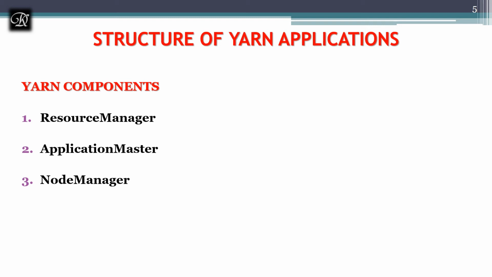Now, how to run a YARN application? We have seen the components: the resource manager, application master, and node manager. The resource manager has two things, the resource master and the scheduler, and the node manager has two things, the container and the application master. So when I want to start an application, what are the steps that take place? There are 5 simple steps.